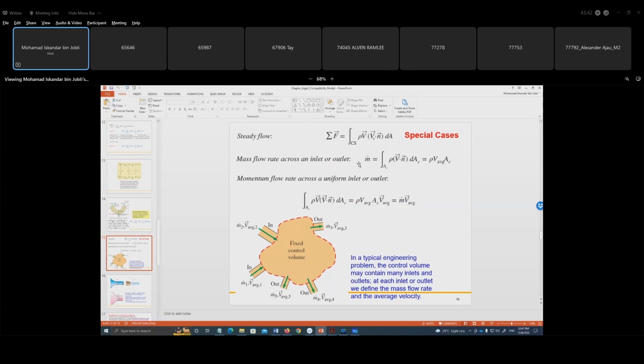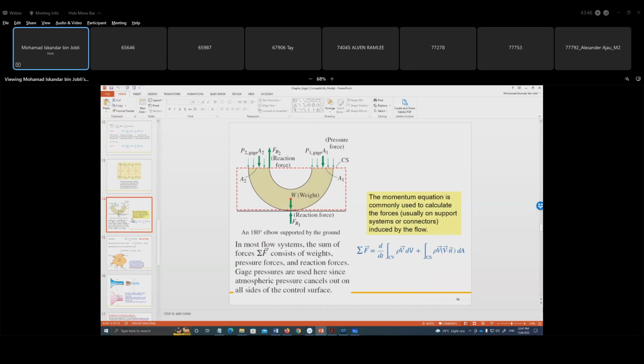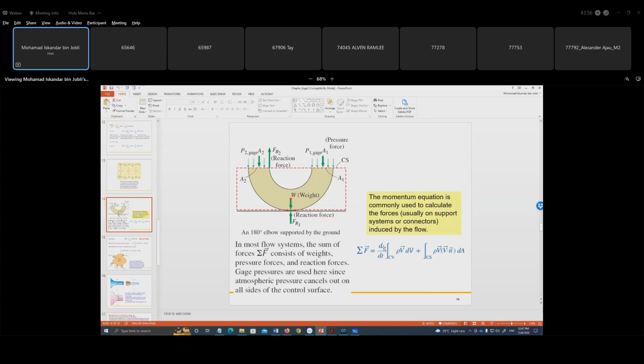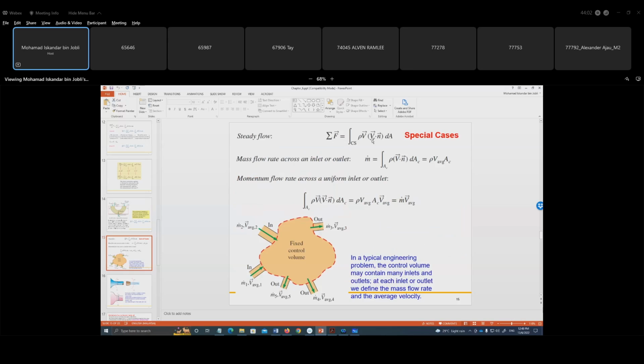If you notice, this is just the body, and this is just the surface. The body term is gone from this equation. Only this one is left. For a steady flow device, this term of the equation is gone. We're just leaving it as this. Remember that, a special case.